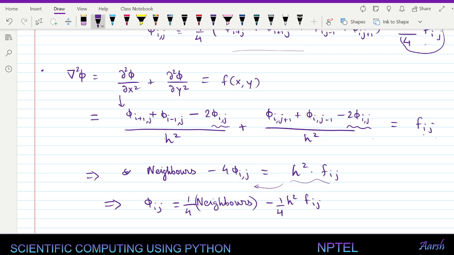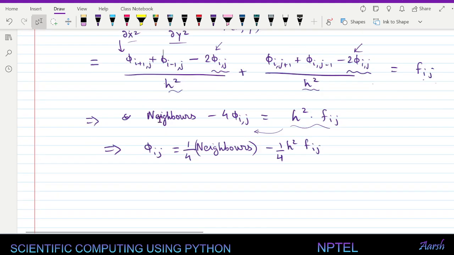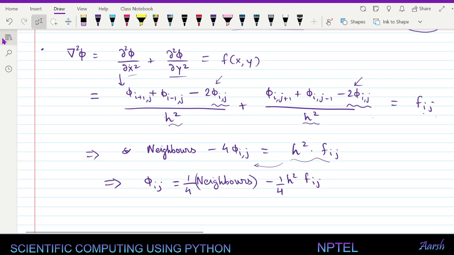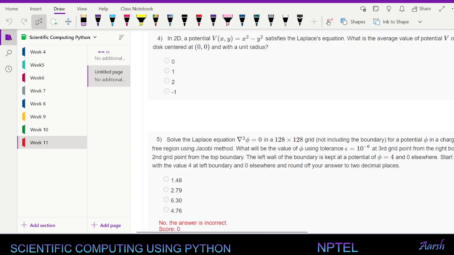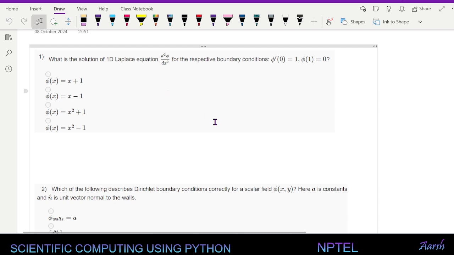So to answer your question, we have h square in both the terms, that gives the h square, and 4 phi ij because there are two for the x derivative and two for the y derivative. And now you can imagine if you had a 3D function, then it would be 6, right? But we are not doing 3D, we'll do 2D. So let's first do these little cute questions, then we'll go to coding.